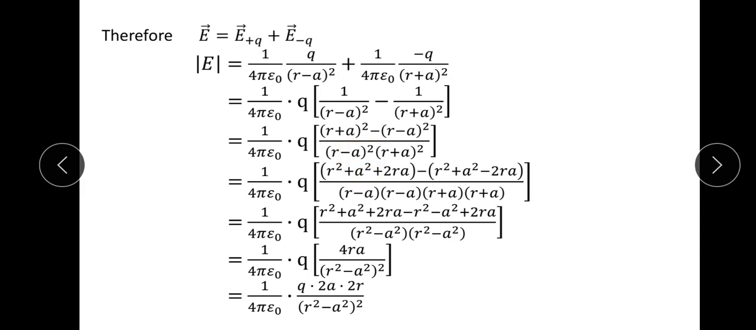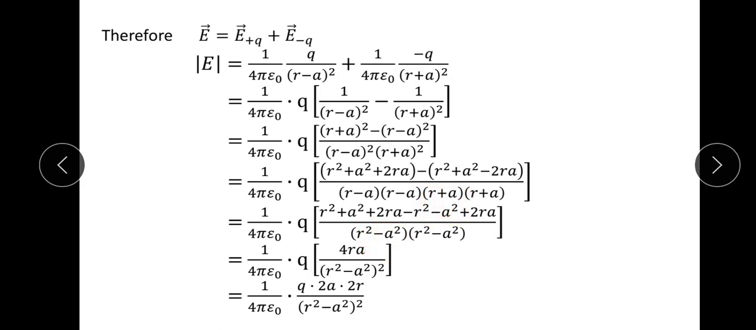Now this (r minus a) the whole square can be written as (r minus a) into (r minus a), and this (r plus a) the whole square is written as (r plus a) into (r plus a). Now in the numerator, let us multiply this minus inside the bracket so that the equation will be minus r square minus a square plus 2ra. Now you can cancel this r square and minus r square, a square and minus a square, and what remains in the numerator is 4ra. Now in the denominator, (r minus a) into (r plus a) will be r square minus a square.